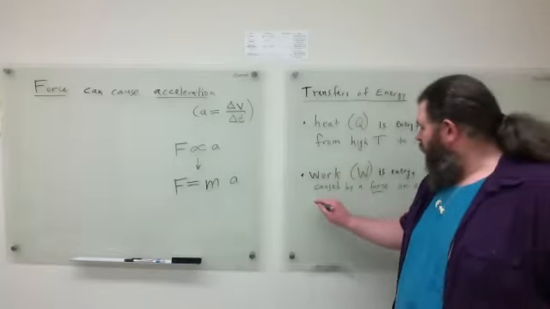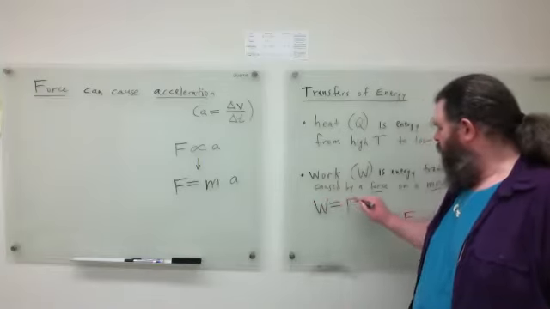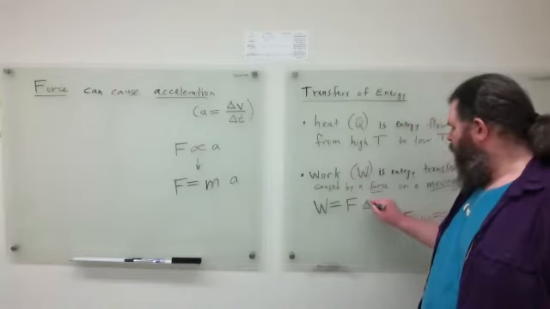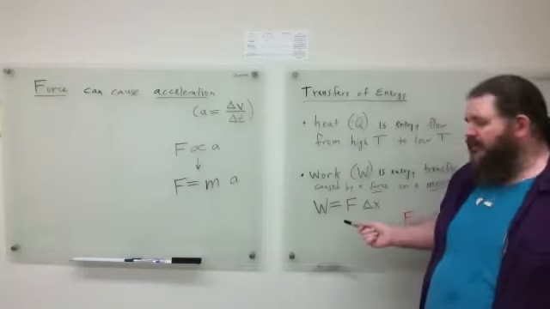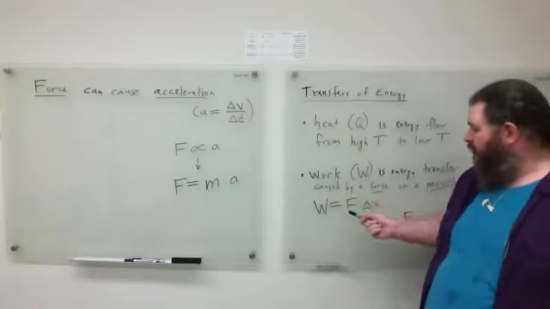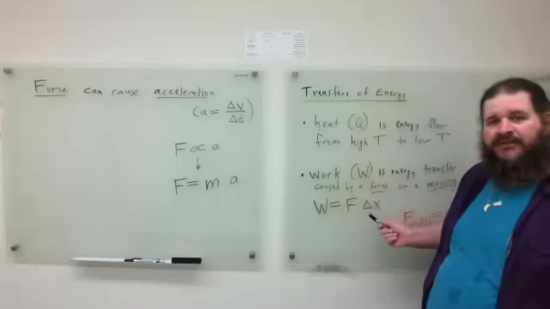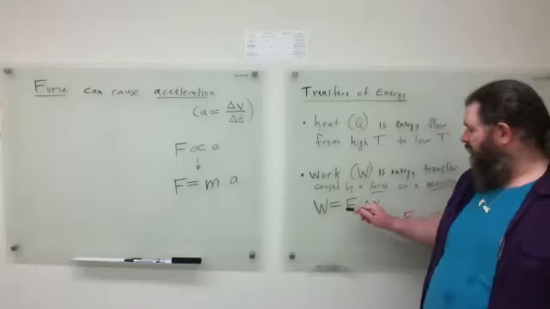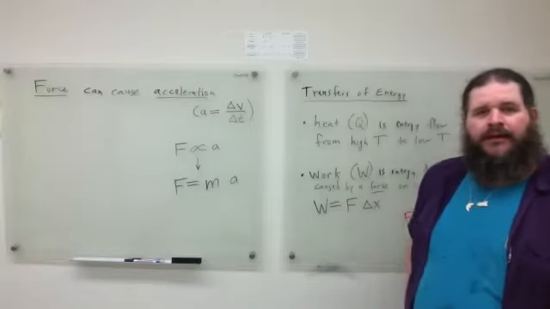We can actually calculate work as well by just multiplying force times distance. Usually written as F times delta X. So this is usually how we calculate work. If you're applying a force to a moving object, you can multiply how much force you're applying times how much distance the object travels. And that product will tell you how much work is done. Any questions on that so far?